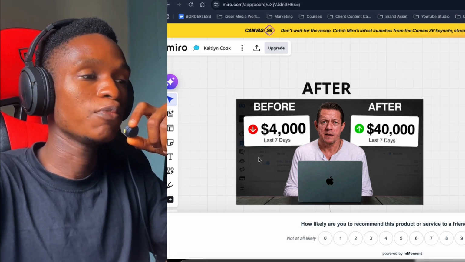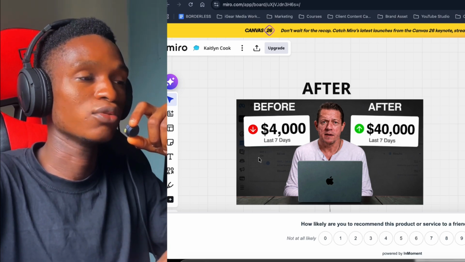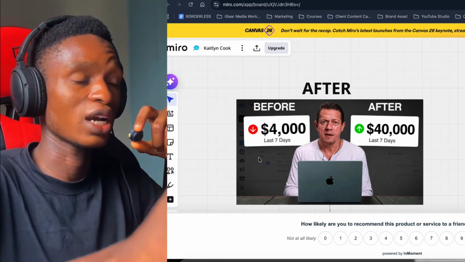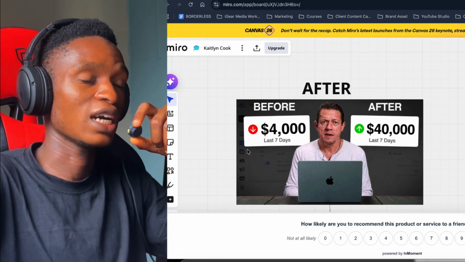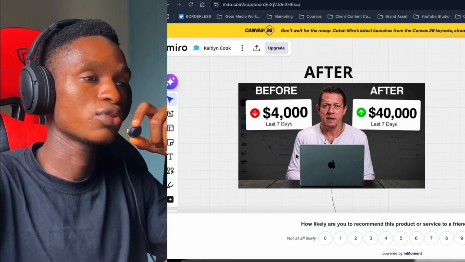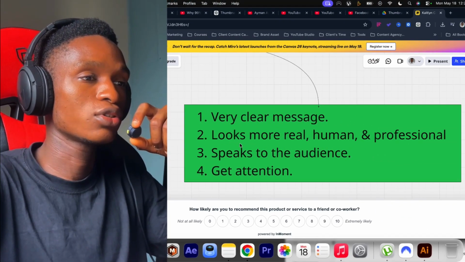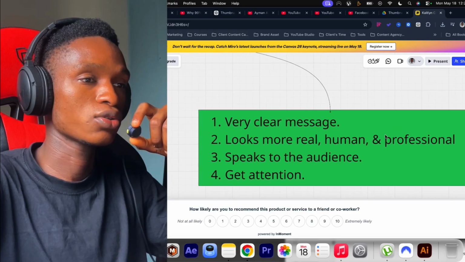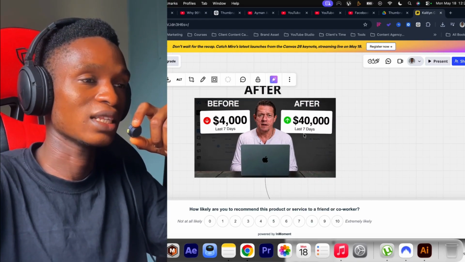People who don't run ads would not click. They would not even relate as much as those who run adverts because they're already familiar with the dashboard. So business owners would be able to relate with this, and then it looks more human and professional, basically. Then it also gets attention.